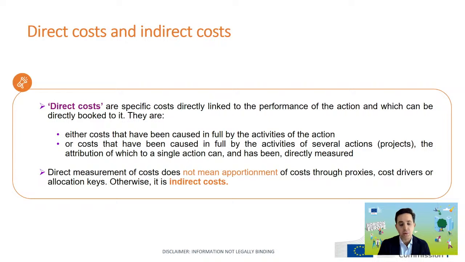So for example, when you perform this attribution or this measure, you use proxies, cost drivers, or an allocation key, this will be considered indirect cost, and therefore cannot be eligible under other categories. It will be included in this 25% rate of the personnel cost, 25% of the purchasing cost, etc. So it's very important from the beginning to distinguish direct cost and indirect cost when you are claiming your cost.